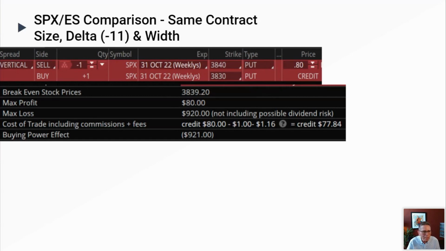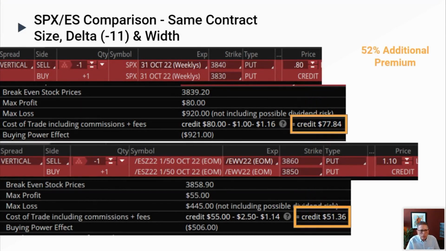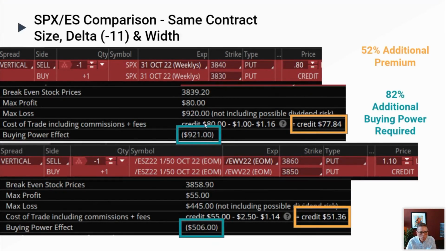So this is an SPX contract. You can see here that's 38.40, 38.30, and it's an 80-cent credit. And then you have the ES options on futures position. At that time, the contract was 20 points different from SPX. So in this case, for the same width, 10 wide, you get a credit of 77.84, and the credit for the ES contract is 51.36. So you get less premium, but you also get additional buying power. This costs you 921, the margin minus the credit that you receive. And for ES, you get half of that.